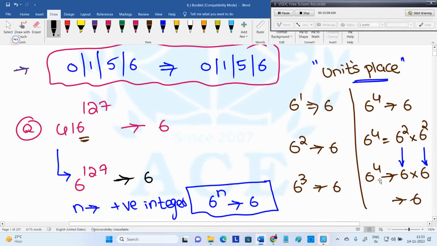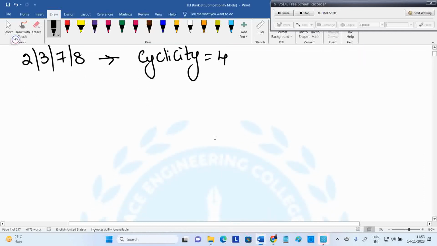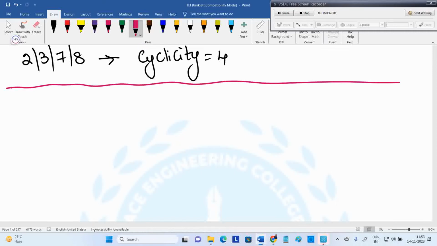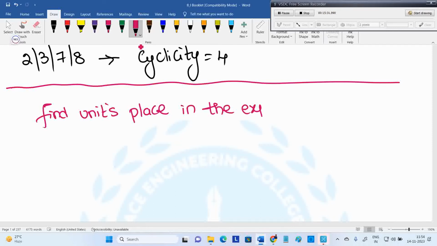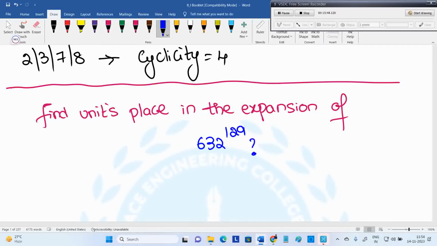Right, okay. Now let's see. What is this 2, 3, 7, 8 cyclicity for? Listen, if the question is like, find the units place in the expansion of 632 power 129. My dear friend, they can ask you this question. Then how can we handle this question, sir?